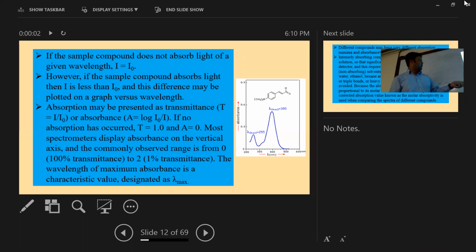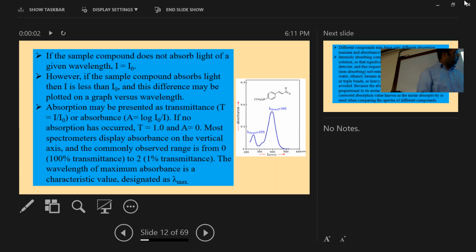Most spectrometers display absorbance on the vertical axis. This axis is the absorbance, that means how much portion of the light has been absorbed by the sample or the molecule we are expecting to analyze. So depending on the property of each molecule, you will have these types of peaks. For one molecule, you will have a specific peak position. We call it lambda max.